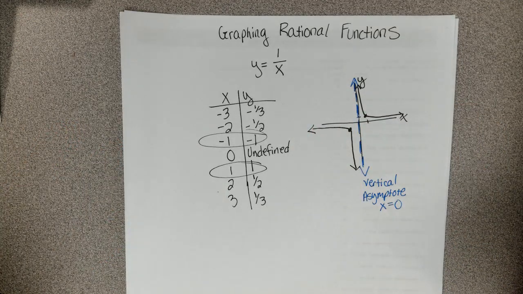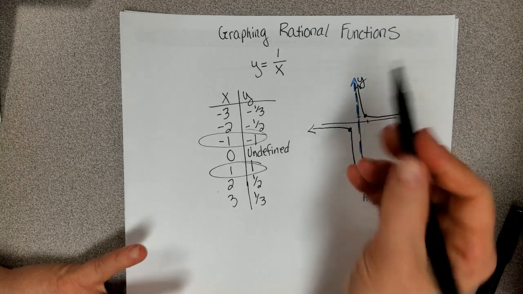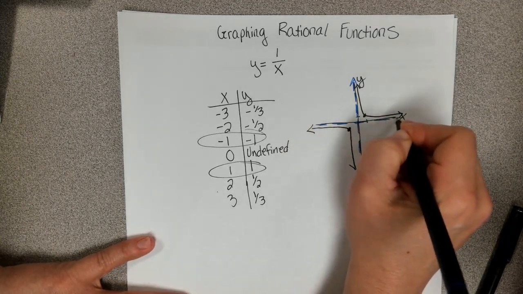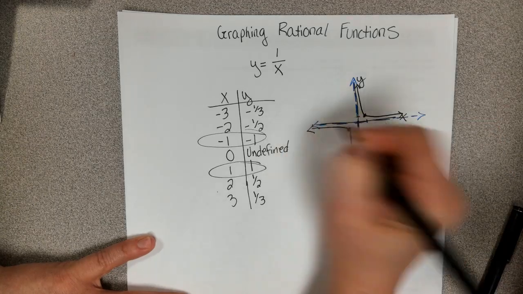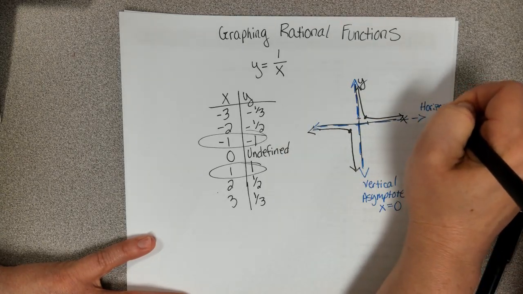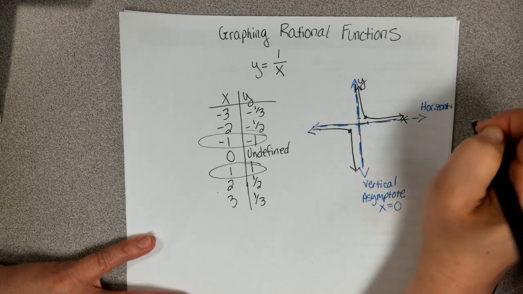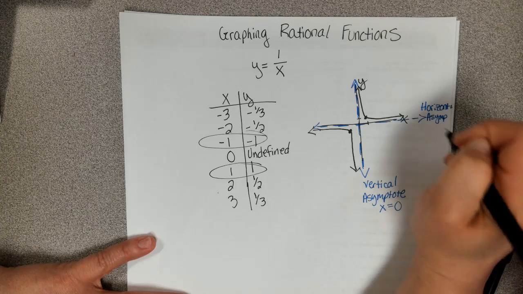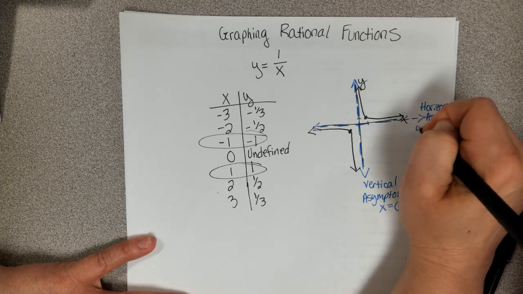There's going to be another asymptote on this as well, and that's going to be right here where y equals 0, because obviously y is also never going to be 0. So let's write that in. There's going to be horizontal. Oops, I ran out of space. That says horizontal asymptote, and that's going to be at y equals 0.